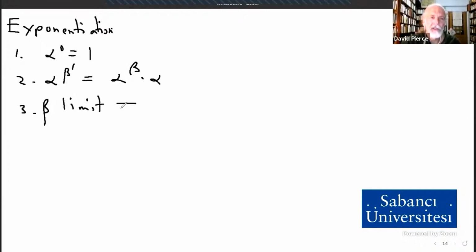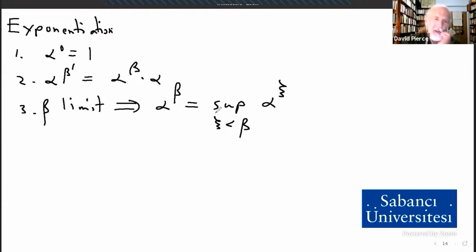beta limit implies, for continuity, alpha to the beta is the supremum over all xi less than beta of alpha to the xi. Here, there's one exception: if alpha is 0, then 0 to the 0 is 1, but everything else is 0, and then this would be 1. It's not 1. So we need alpha not 0, but 0 to the beta will just be 0. Okay.